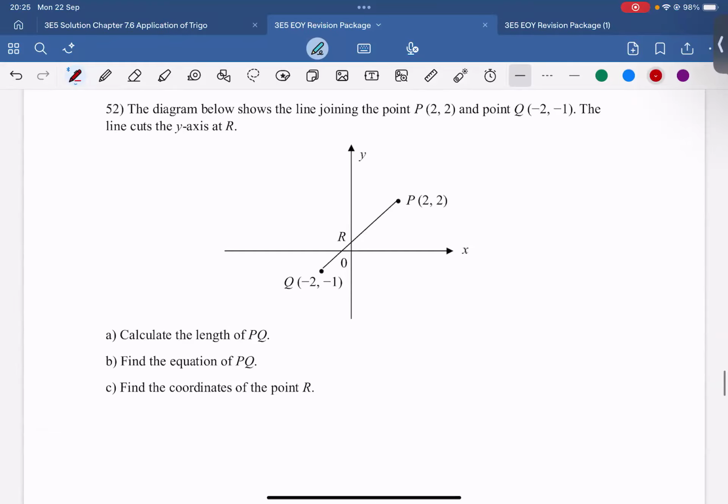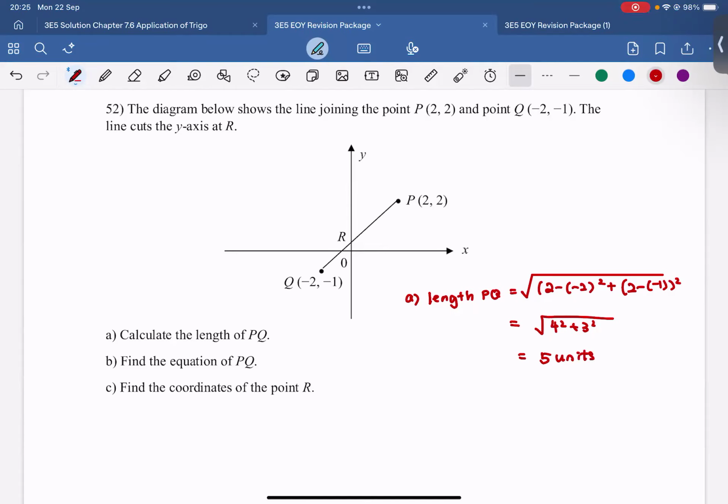Next, 52. Find the length of PQ. So length PQ equals square root of the x minus the x, so it's 2 minus negative 2, squared, plus the y minus the y. Remember, if there is a negative, that's how you write. So this will be 4 squared plus 3 squared. That will give us 5 units. Of course, you can write the other way around. You can take this minus this, plus this minus this.